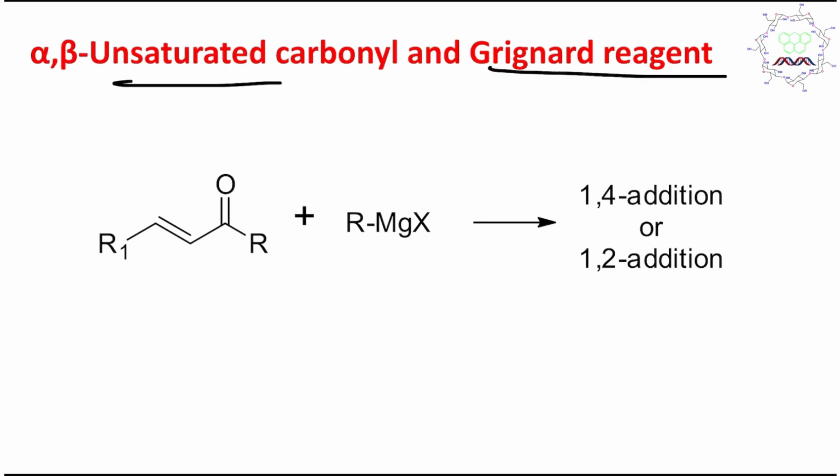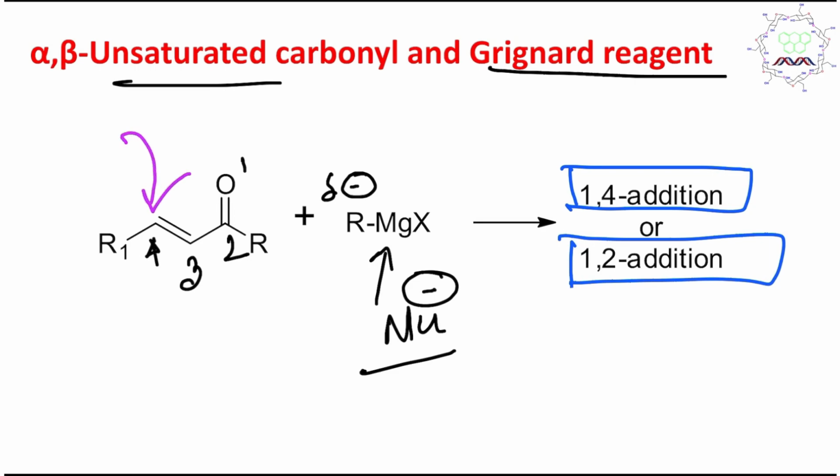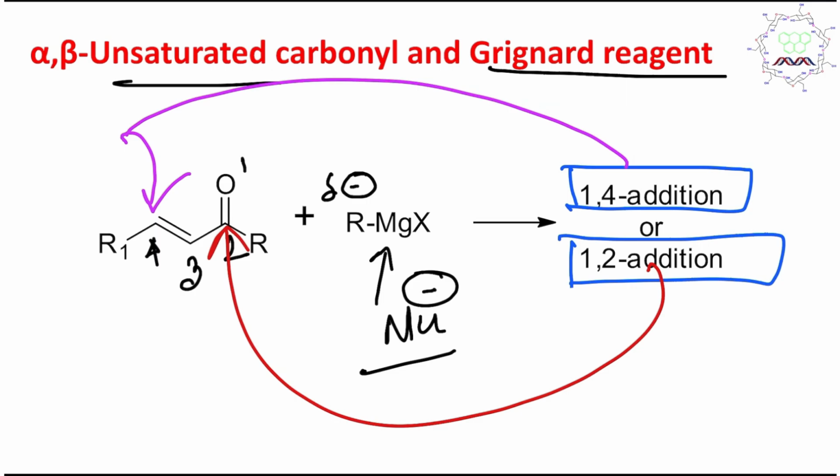Now, not only that, if you react this alpha, beta unsaturated carbonyl compound with a Grignard reagent, there is a competition, because the Grignard reagent is a carbanion, negative or delta minus, whatever you can consider. So this is actually a nucleophile, and this nucleophile has two choices. One is 1,4 addition and one is 1,2 addition. By the way, what do I mean by 1,2 versus 1,4? This is 1,2, this is 1,4. If the nucleophile attacks here, then that is called 1,4 addition. If the nucleophile attacks here, then that is called 1,2 addition.